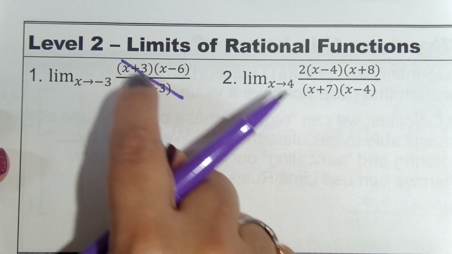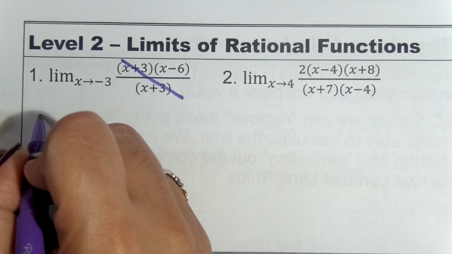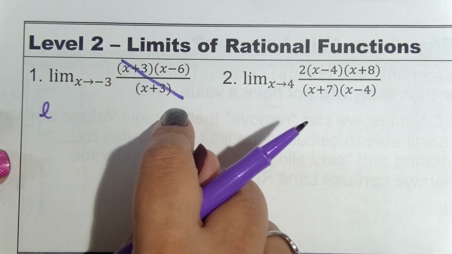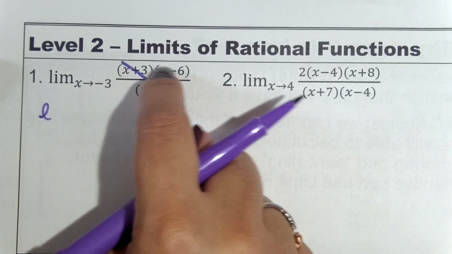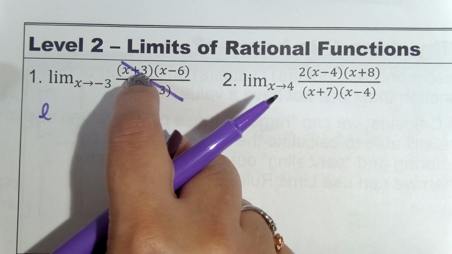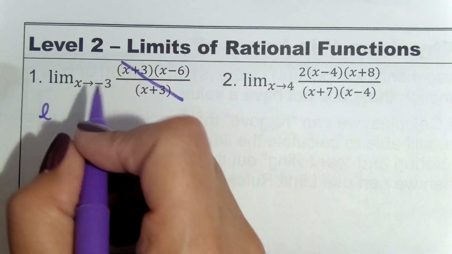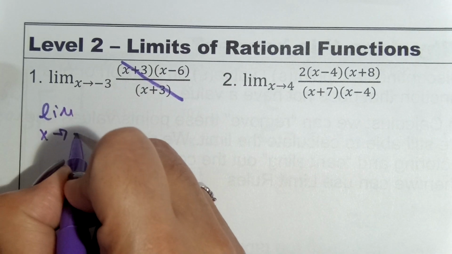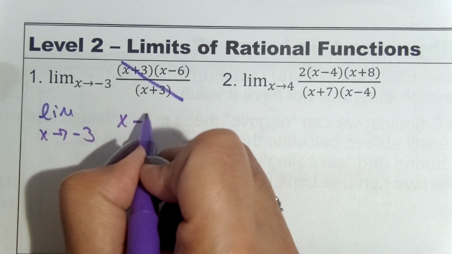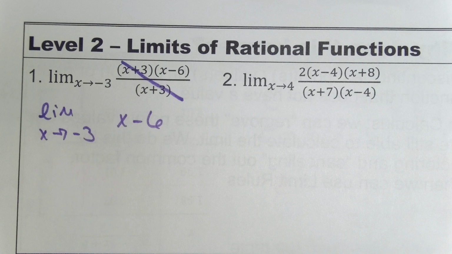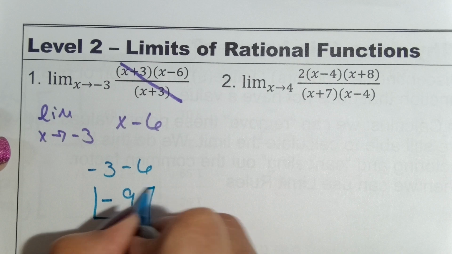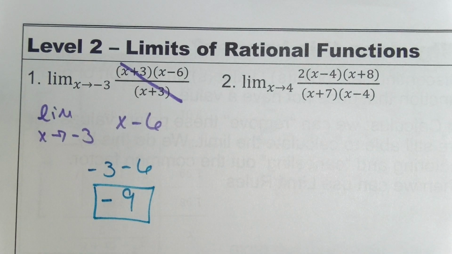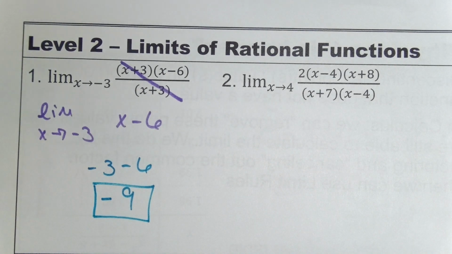So after I've identified my factors, I'm going to rewrite it. I'm sorry, I canceled them out, so they become 1. Now, if there is nothing in the numerator, and you'll see that in your next example, it just becomes 1. The limit as x approaches negative 3 of x minus 6, and then I substitute. So I have negative 3 minus 6, and the limit is negative 9. All I did was substitute in, put it in the calculator, and I got negative 9.